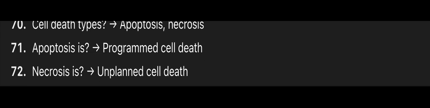What are the 2 cell death types that can take place? Apoptosis and necrosis. What is apoptosis? It's programmed cell death. What is necrosis? Unplanned cell death. What are 3 triggers for apoptosis? Normal development, stress, or damage. What are 2 necrosis triggers? Hypoxia or trauma.